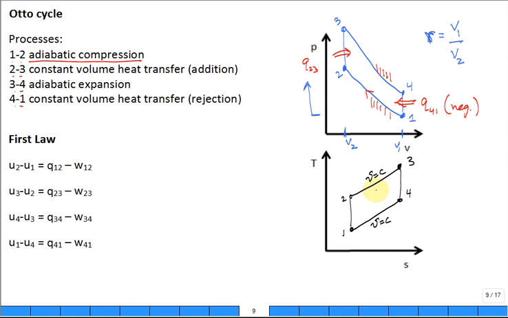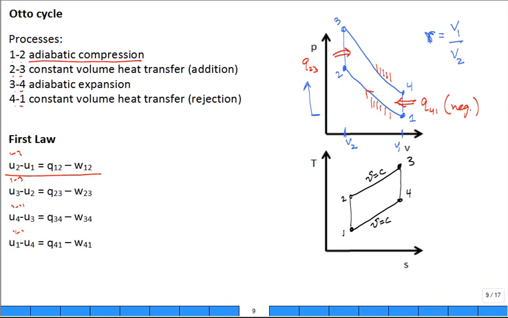Now, if you want to, you can remind yourself Q in from 2 to 3, and Q 4 to 1 is a negative in. Well, we write the first law of thermodynamics for each of the processes from 1 to 2, from 2 to 3, 3 to 4, and 4 to 1. Have I written the first law correctly? Do you understand the notation? Does that look good?